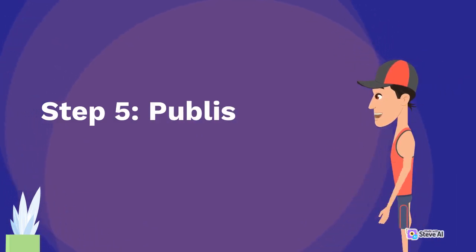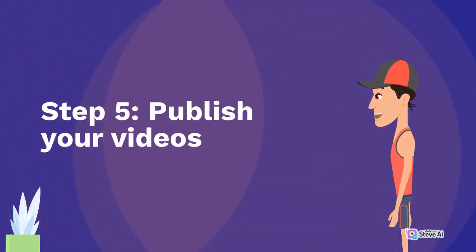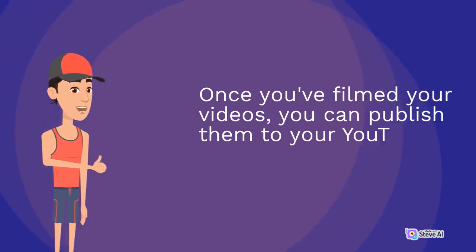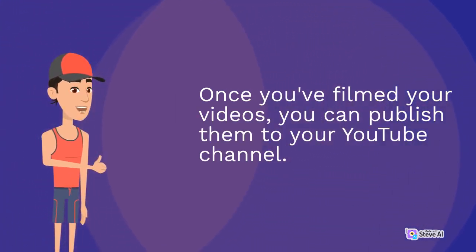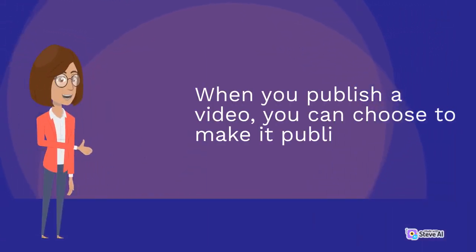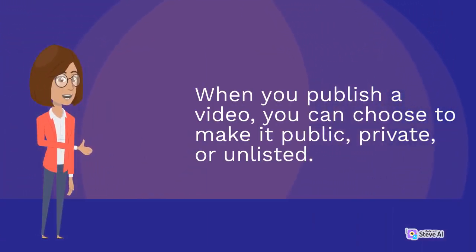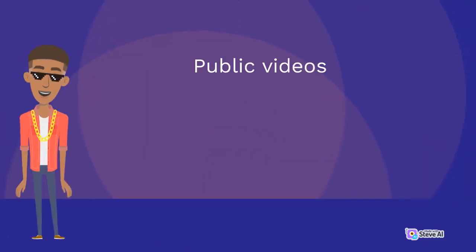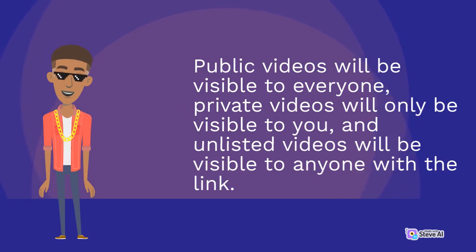Step 5. Publish your videos. Once you've filmed your videos, you can publish them to your YouTube channel. When you publish a video, you can choose to make it public, private, or unlisted. Public videos will be visible to everyone, private videos will only be visible to you, and unlisted videos will be visible to anyone with a link.